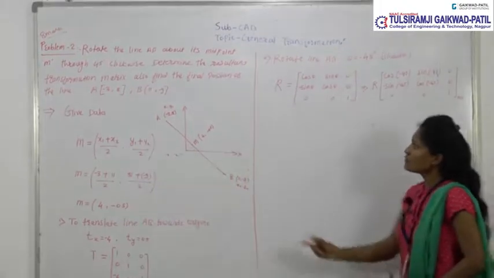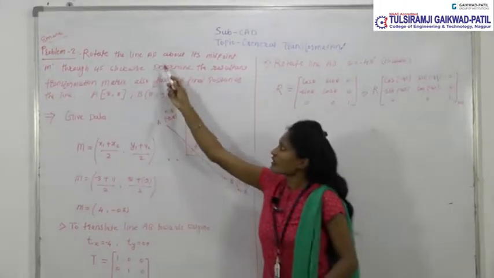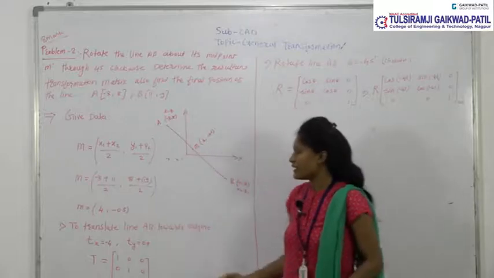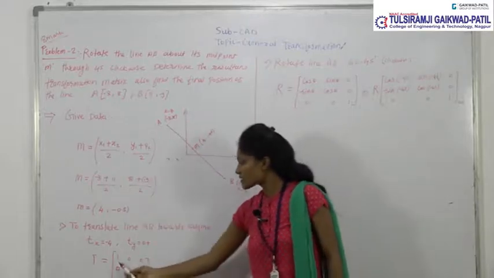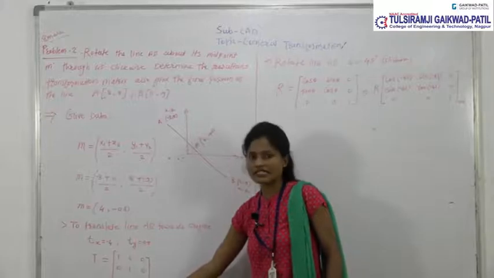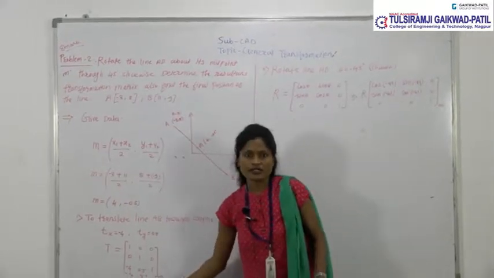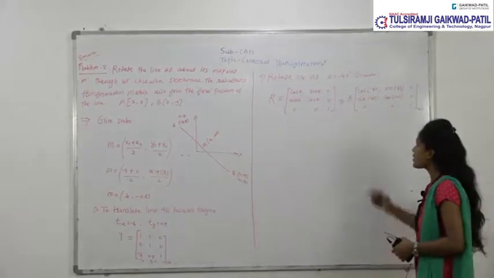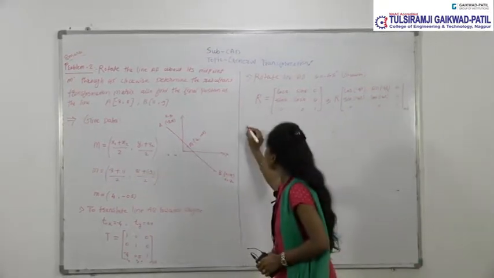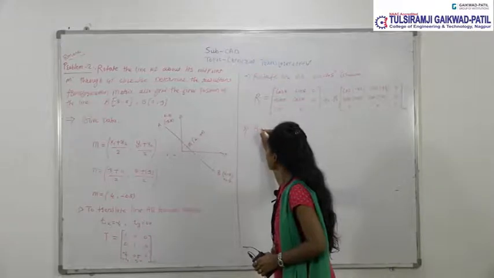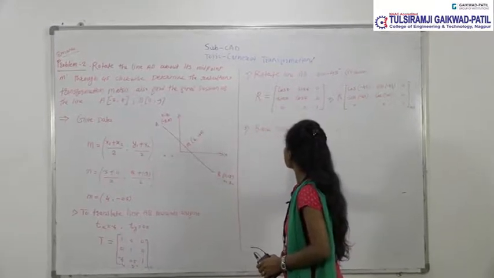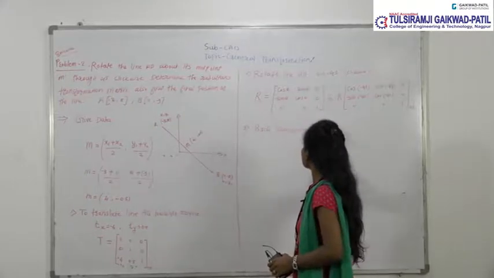Okay. Now according to the numerical, we rotate this line about its midpoint. But here we are taking some initial steps, that is, translate this line toward the origin. So we have to neglect these translations. To negate this step, we have to take back translation. So what is the third step? Back translation of line AB.